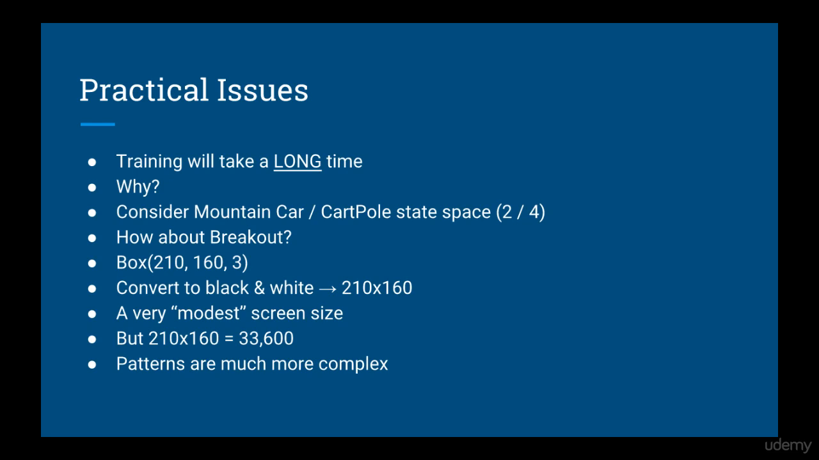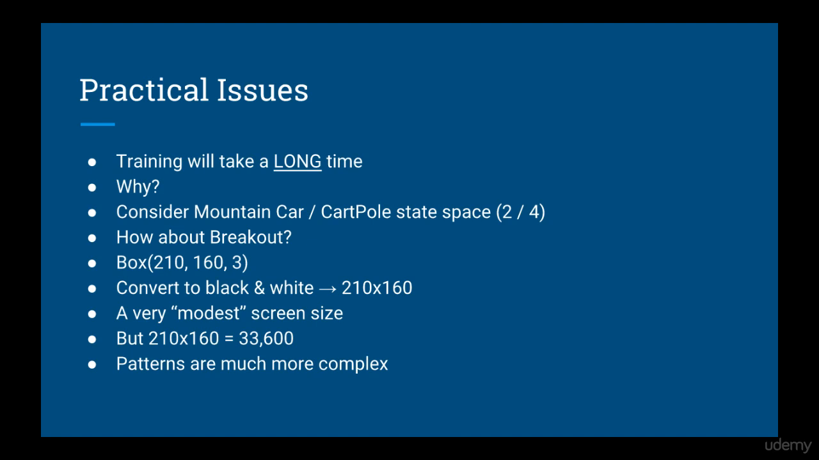If you look at the state space of the Atari game Breakout, I see that it's a box of 210 by 160 by 3. Let's say we can get rid of the 3 to turn our screen into a black and white image. So now it's just 210 by 160. Now if you're familiar with typical screen resolutions, you know intuitively that 210 by 160 is a very modestly sized screen. So this is already way smaller than a typical video game. But at the same time, 210 times 160 is 33,600.